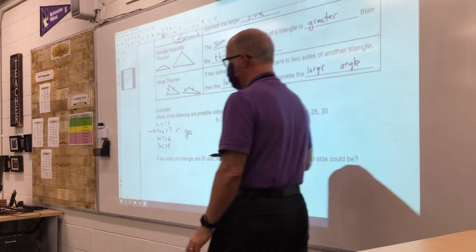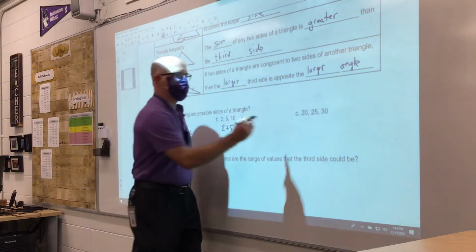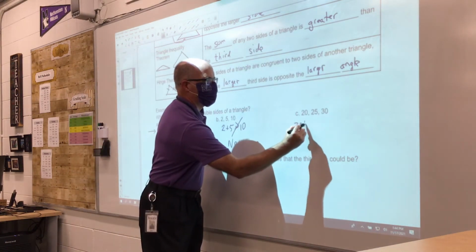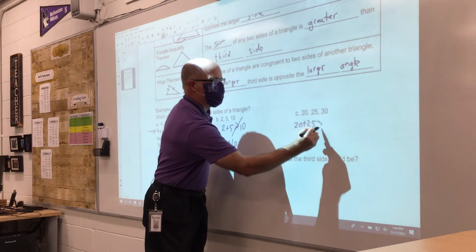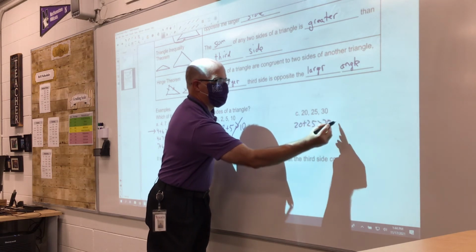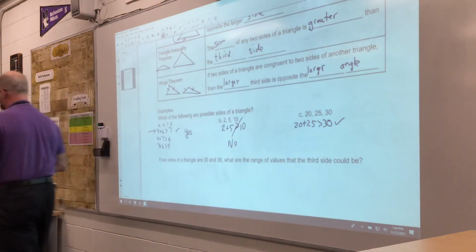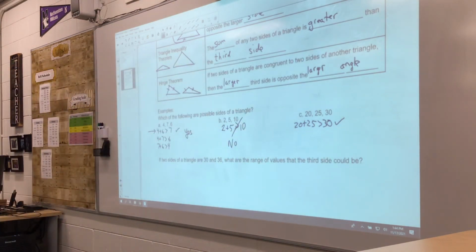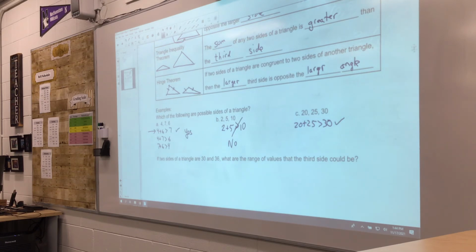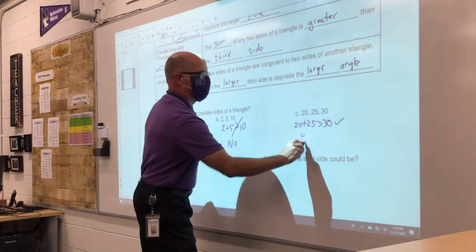And this last one here, take the two smaller ones. The two smaller ones add up to more than the third one. That would be a yes. So we get that one as a triangle. So we put yes on this one.